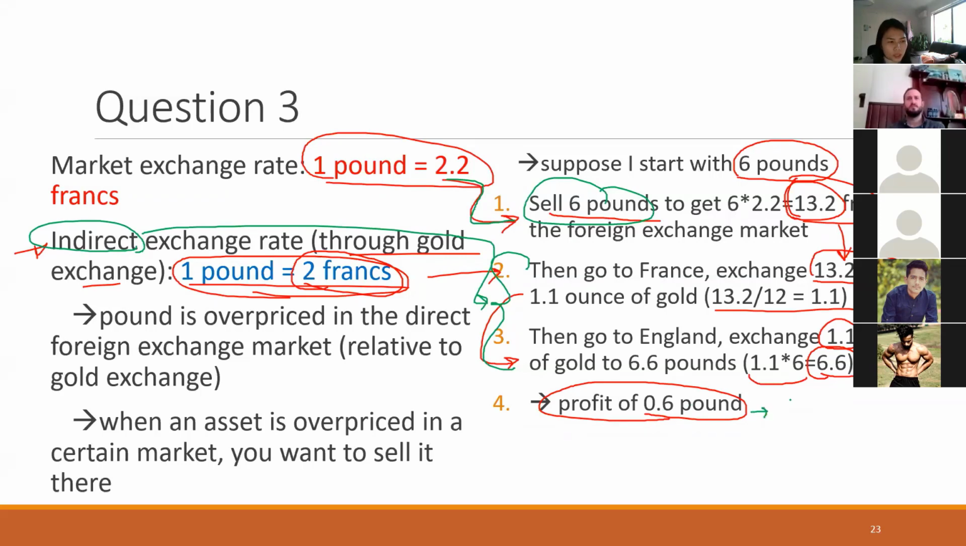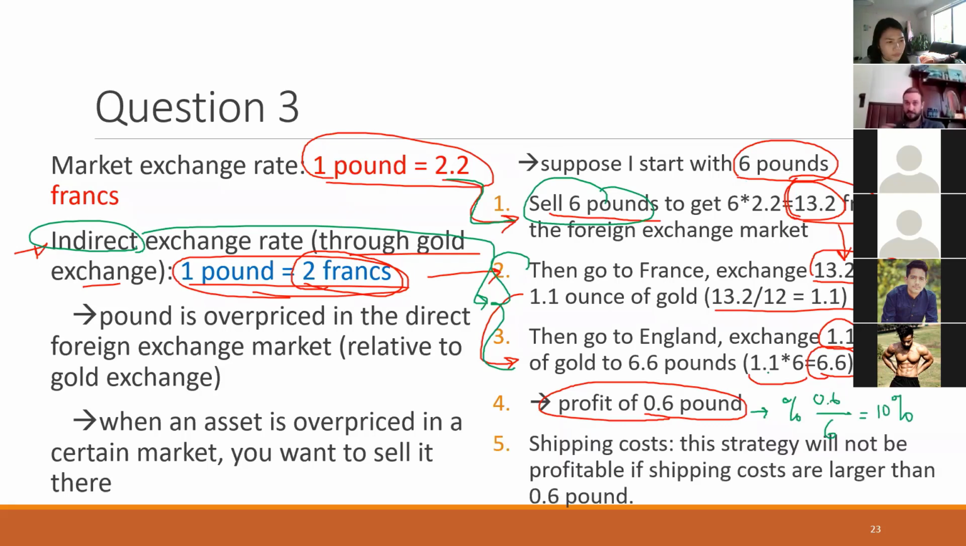If you want to compute the percentage rate of return, this is a very profitable strategy. I start with 6 pounds and I profit 0.6. That means I earn a 10% profit. And where does this 10% come from? It comes from the mispricing between the two markets. As you can see, if I take 0.2 divided by 2, that will be 10%.